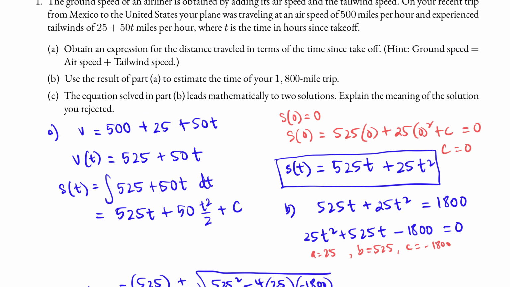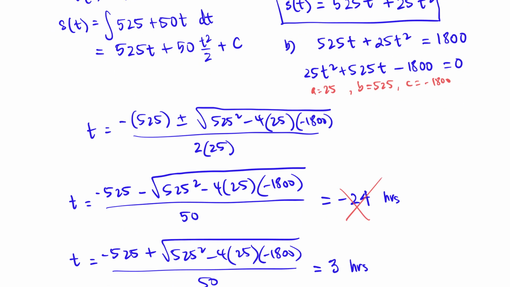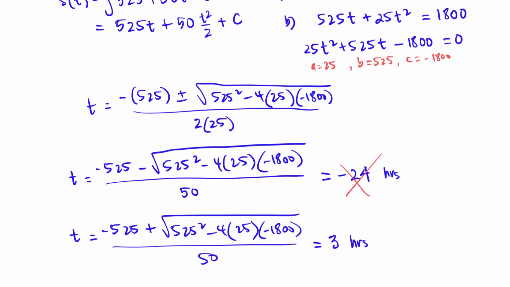The reason why we reject negative 24 is because the tailwind depends on the time. If t equals negative 24, the tailwind speed would have been very large, and if we plug negative 24 into the tailwind speed, 25 plus 50 times negative 24, it would give us a negative speed, negative velocity, and this would cause the plane to move backward because the tailwind is now negative. It is pushing against the airplane.